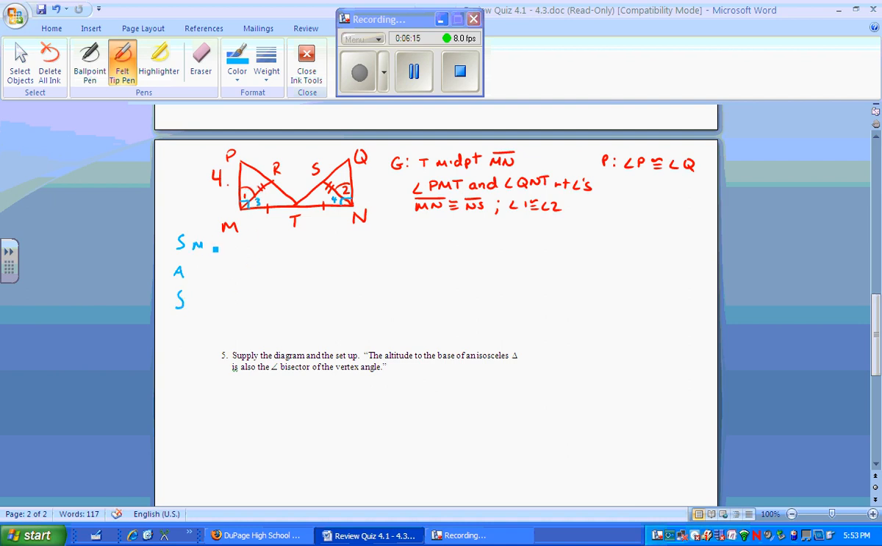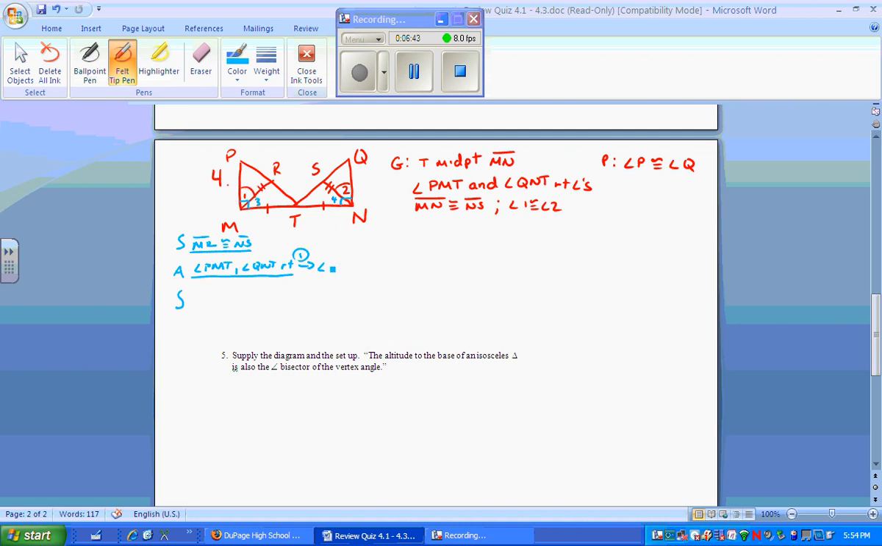We have MR congruent to NS. We have the angle, which is the right angles. So angle PMT and angle QNT are right.